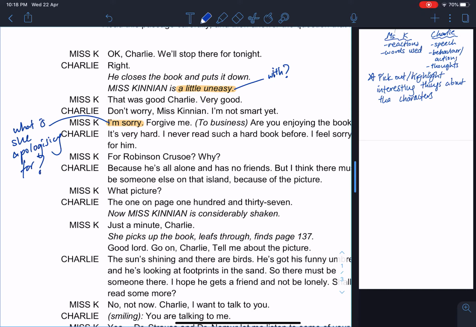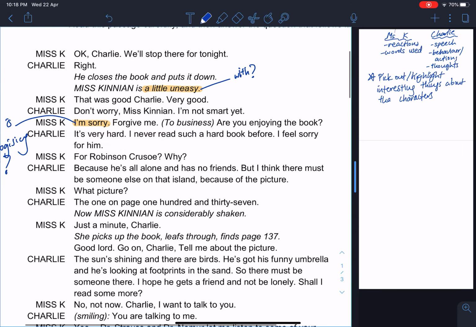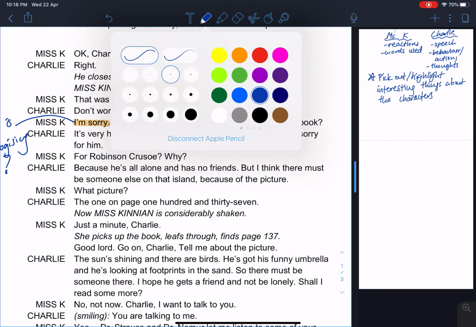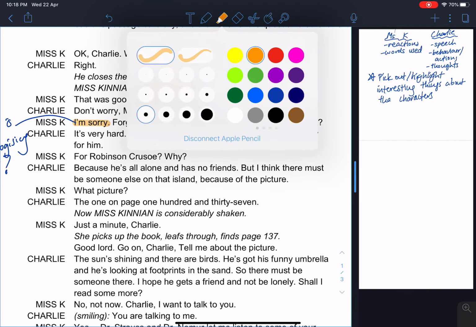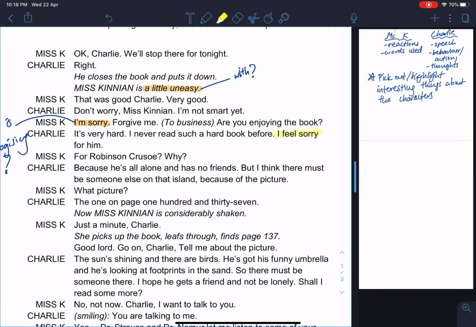Okay. Let me just give you one more example. Charlie says, it's very hard. I never read such a hard book before. I feel sorry for him. Oh, this is very interesting. So Charlie feels sorry for Robinson Crusoe. So the question is, of course, why does Charlie feel sorry for him? If I go on, it says because he's all alone and he has no friends. Okay, what does this mean? That means Charlie knows what it's like, correct? Okay, so this is an example of what to annotate.